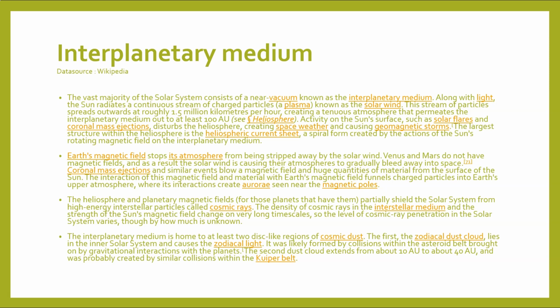Earth's magnetic field stops its atmosphere from being stripped away by the solar wind. Venus and Mars do not have a magnetic field, and as a result the solar wind is causing their atmospheres to gradually bleed away into space.